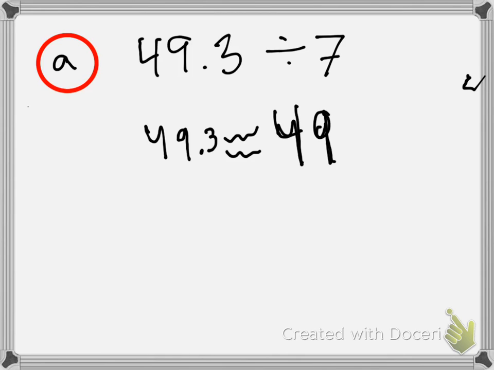How many times does 7 go into 49? What does it get us? 7. Talk loud. It gets us 7. So our answer is approximately 7.